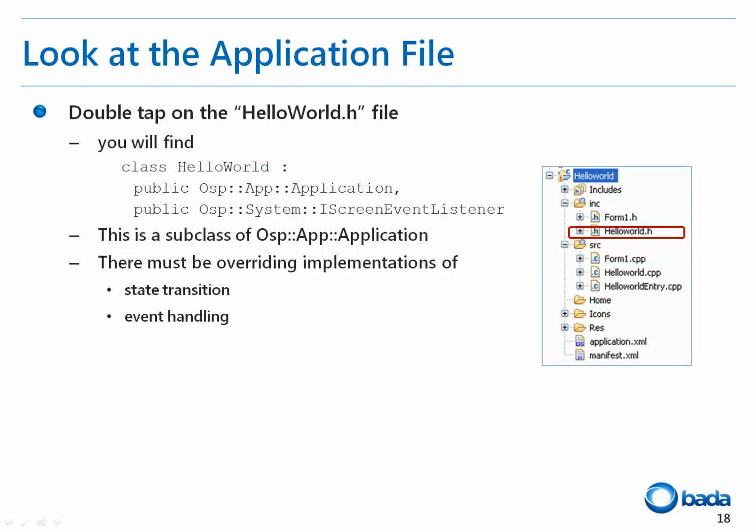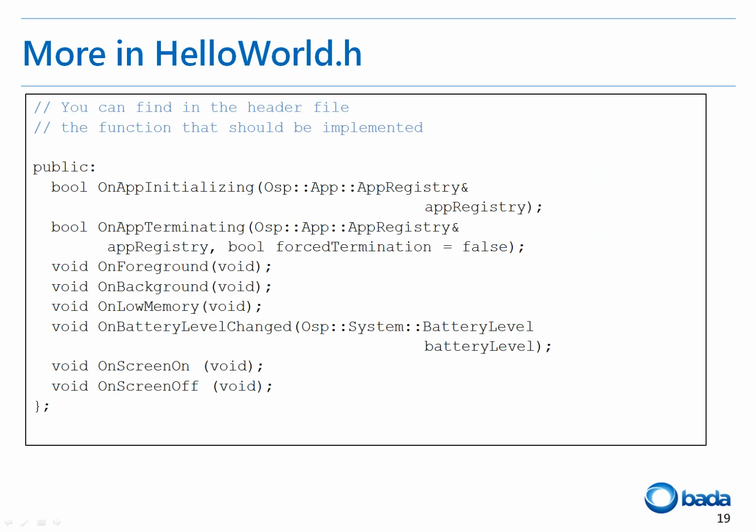Now, let's look at these files and the generated template code. In our project, we're first going to walk through the HelloWorld.h file. Here's the declaration of your base class, which inherits from OspApp Application and OspSystem IScreenEventListener. Since the application is a subclass of OspApp Application, we must override the implementation of the state transition and the event handling methods. Further into this header file, we can see these event handler declarations.